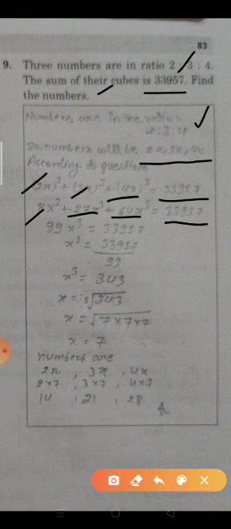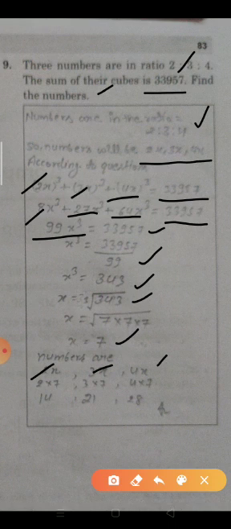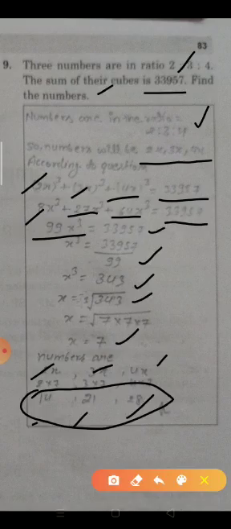So add: 99x cube is equal to 33,957. So divide by 99, we get 343. The cube root of 343 is 7. So the numbers 2x, 3x and 4x: 2 multiply 7, 14; 3 multiply 7, 21; 4 multiply 7, 28. So 14, 21 and 28 are the numbers.